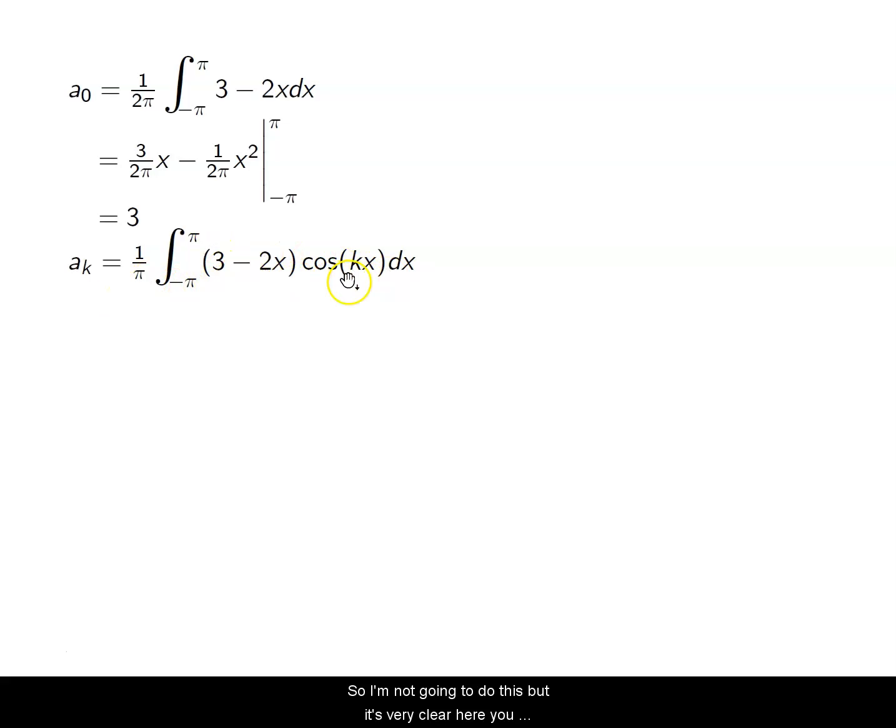I'm not going to write this all out, but it should be very clear here. You would first multiply this out, or at least that's how I would do this. I would turn this into two integrals: 3 cosine kx and negative 2x times cosine kx. That's what I would solve, and that's what I'm doing, although I'm not writing all of that out. Doing that, after some u-subs, I am going to get 3 over k pi sine kx. That's from having this kx over here and integrating.